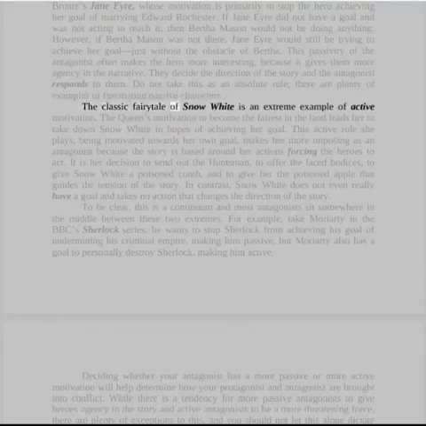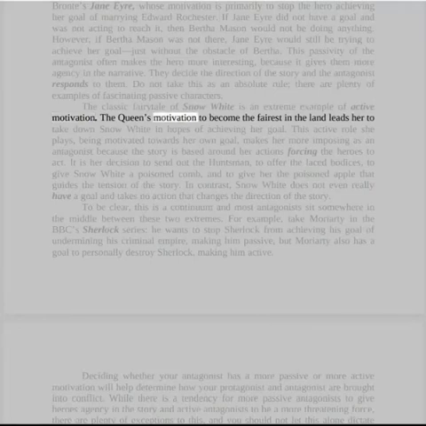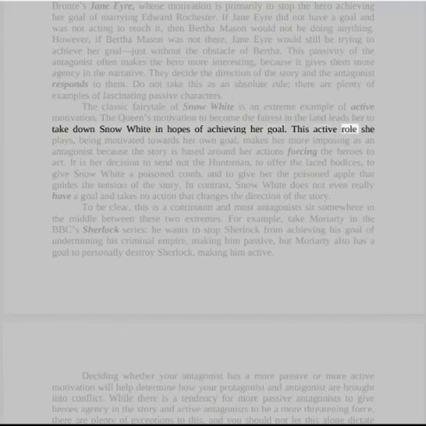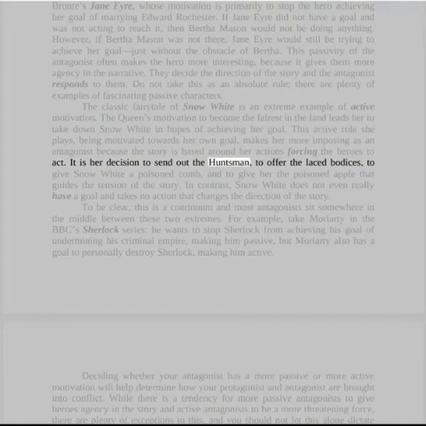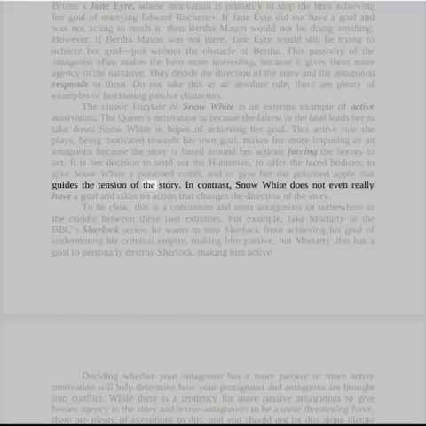The classic fairytale of Snow White is an extreme example of active motivation. The queen's motivation to become the fairest in the land leads her to take down Snow White in hopes of achieving her goal. This active role she plays, being motivated towards her own goal, makes her more imposing as an antagonist because the story is based around her actions forcing the heroes to act. It is her decision to send out the huntsman, to offer the laced bodices, to give Snow White a poisoned comb, and to give her the poisoned apple that guides the tension of the story.